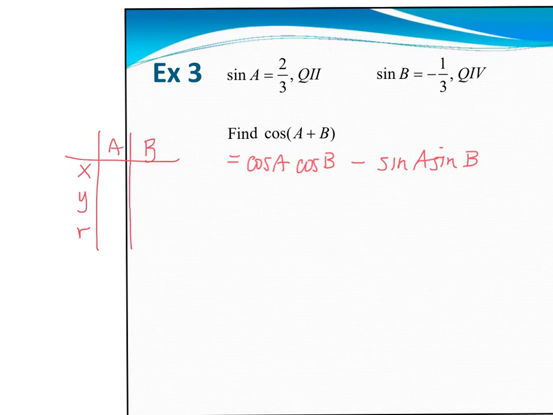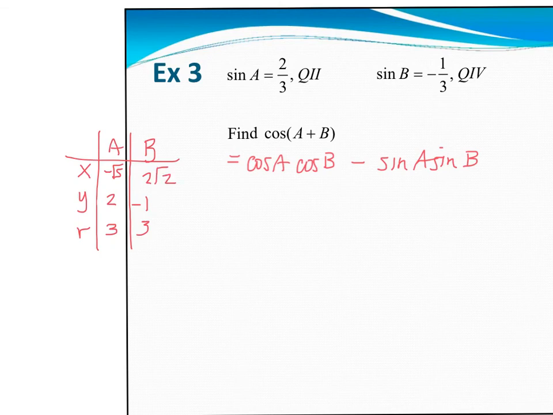Now for angle A, I know it's in quadrant 2, which tells me my y value is positive and my x value is negative. And for angle B, I know it's in quadrant 4, so my y value is negative. Back to angle A, sine is y over r, so I know my y is 2, my r is 3, and I can do Pythagorean theorem to get that x is negative root 5. For angle B, I know that my y is negative 1, my r is 3, again, Pythagorean theorem gives me positive 2 root 2 for my x.